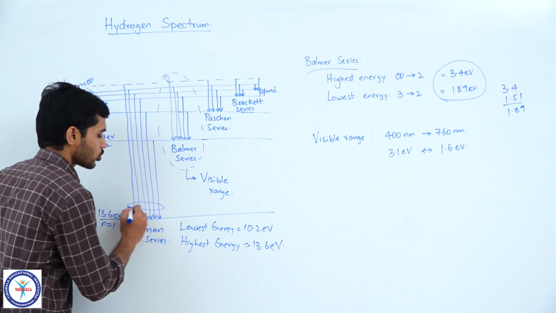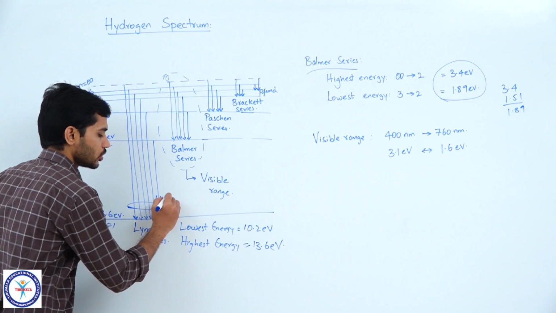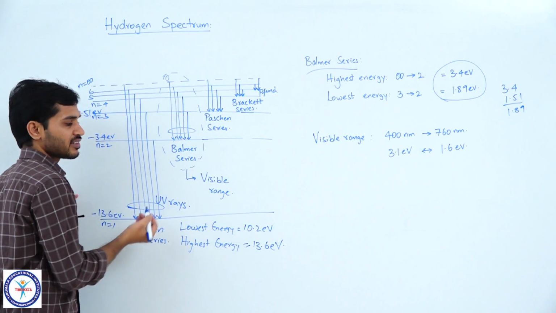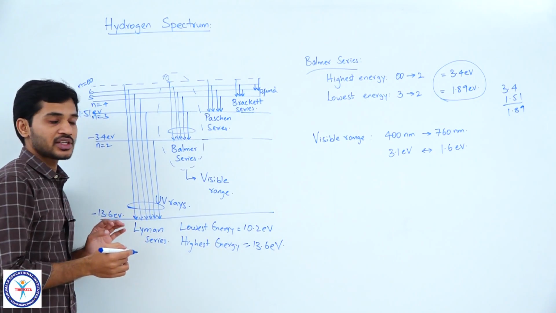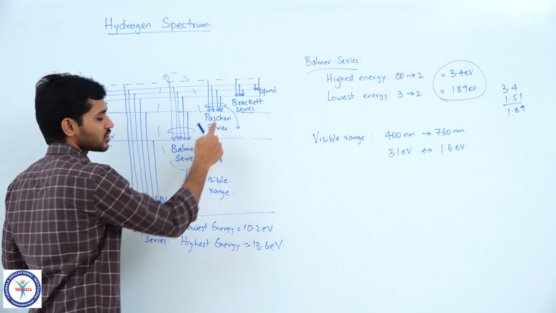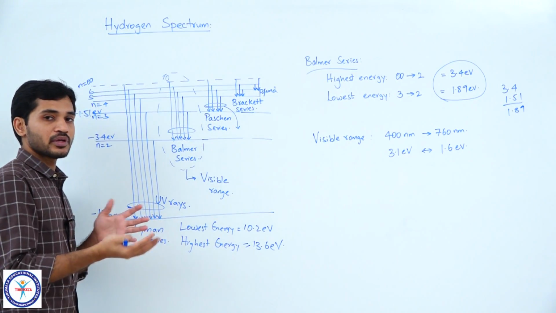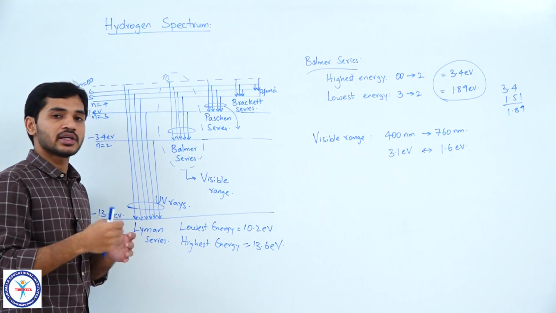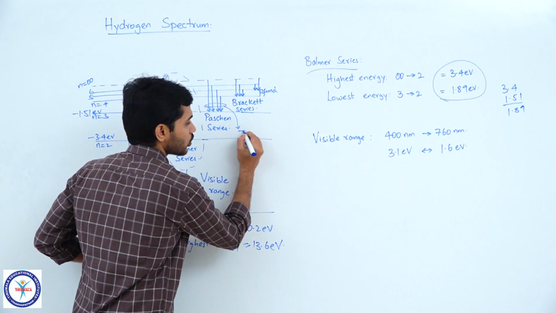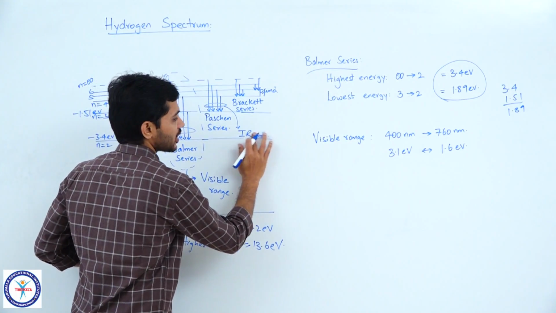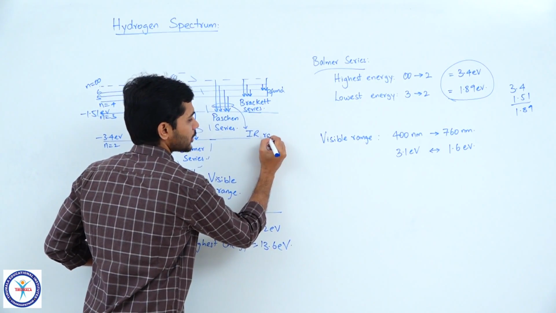So all these photons correspond to UV rays, and almost all these wavelengths correspond to the visible range, and these correspond to energies lesser than the visible range, below the visible range in energy and higher in wavelength. So these correspond to infrared rays and so on.